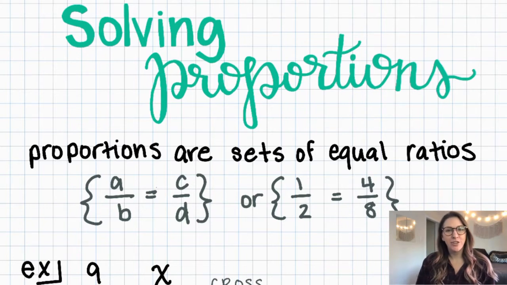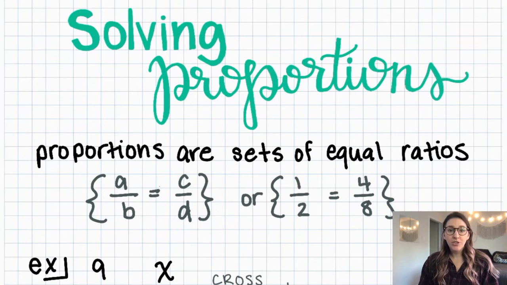Today's topic is solving proportions. Let's get right into it. So proportions are sets of equal ratios. I describe them as one fraction set equal to another fraction. For example, we could have a/b is equal to c/d, or using real numbers, 1/2 is equal to, or the same as, 4/8, which is also equal to 1/2.